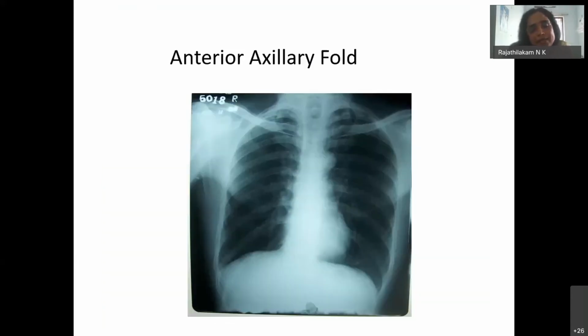This is the anterior axillary fold. Sometimes there can be confusion with pneumothorax also. We have to trace the anterior axillary fold. This is the anterior axillary fold. We have to trace this line. So this is coming outside. So this is the anterior axillary fold. Same in this case also, this is the anterior axillary fold. Next slide, please.